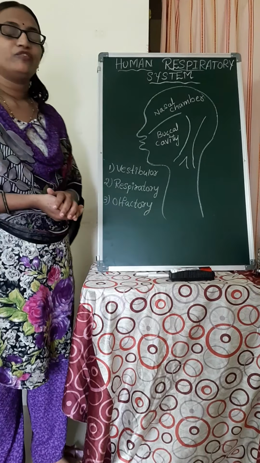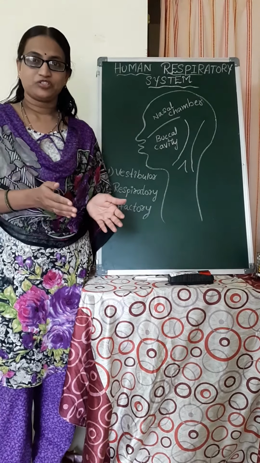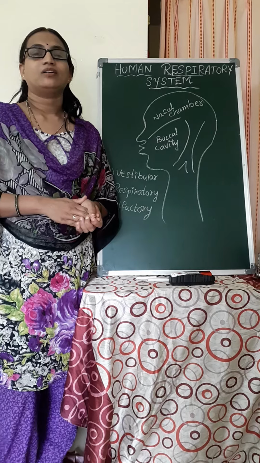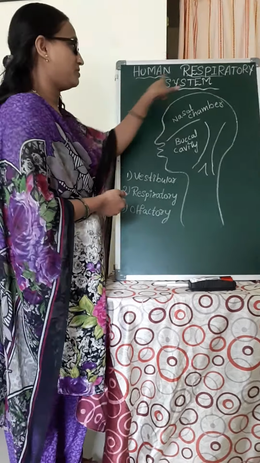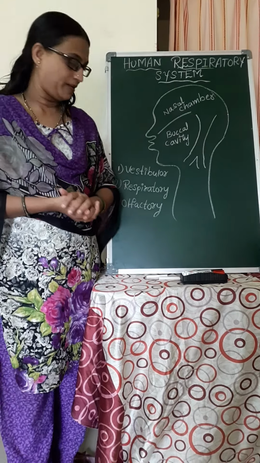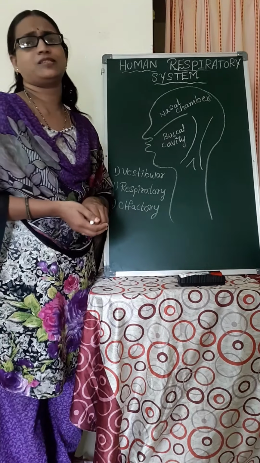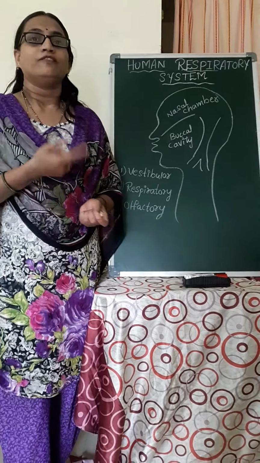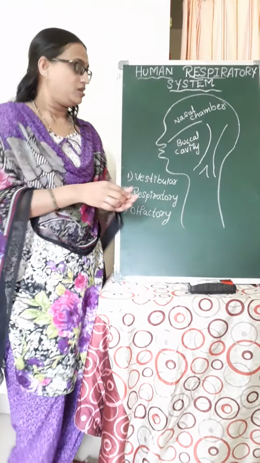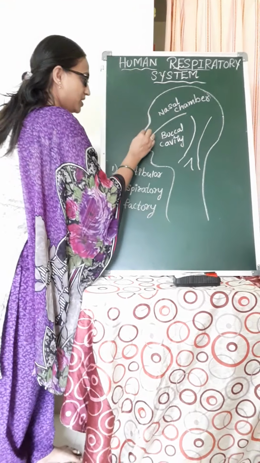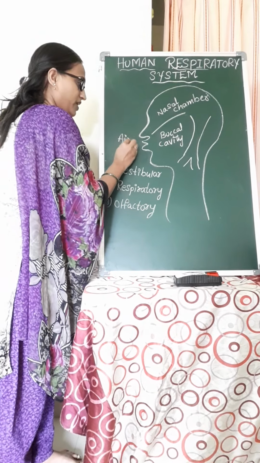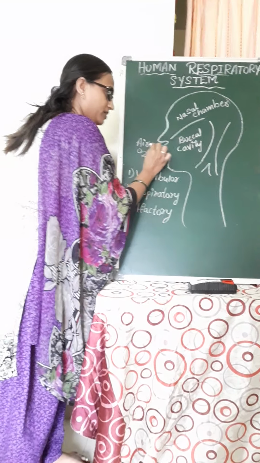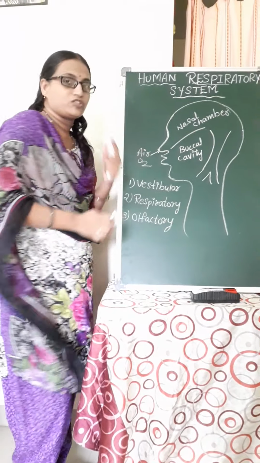In the last video, we discussed respiration, an introduction, and how respiration occurs in different animals. Today, we will learn about the human respiratory system. The human respiratory system starts from the external nostrils. Here is the diagram. See here, these are the external nostrils. The air from the atmosphere, or the oxygen, enters through the external nostrils.